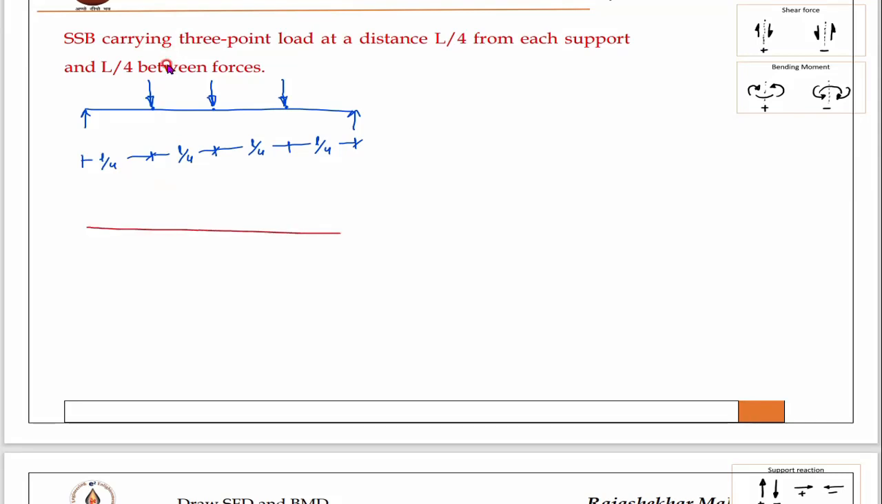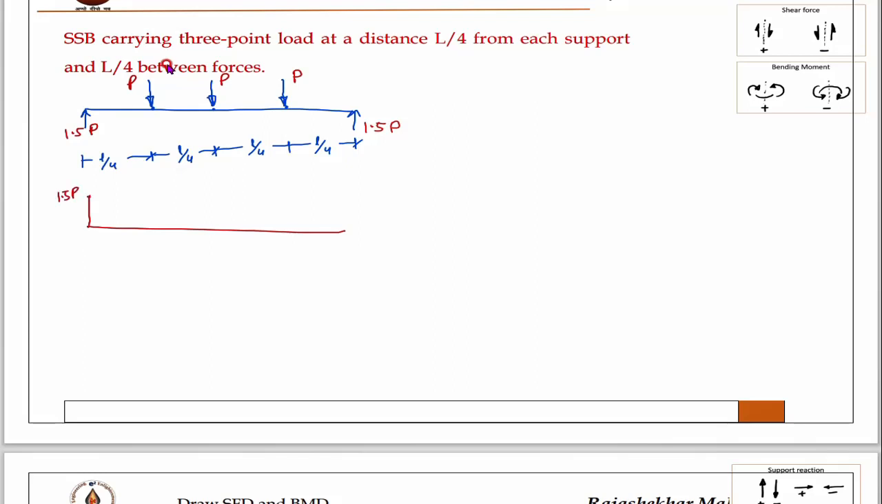Then here what happens, for the shear force diagram, before that we have to find the load and support reactions. Let us consider P plus P plus P, 3P, so this is 1.5P and this is 1.5P. I took advantage of symmetry because it is L by 4, L by 4, L by 4, L by 4, 1.5P. Now you can draw the shear force diagram.